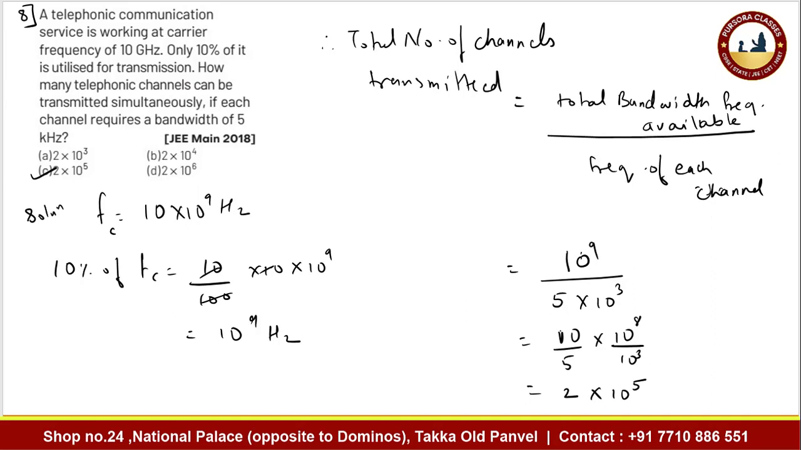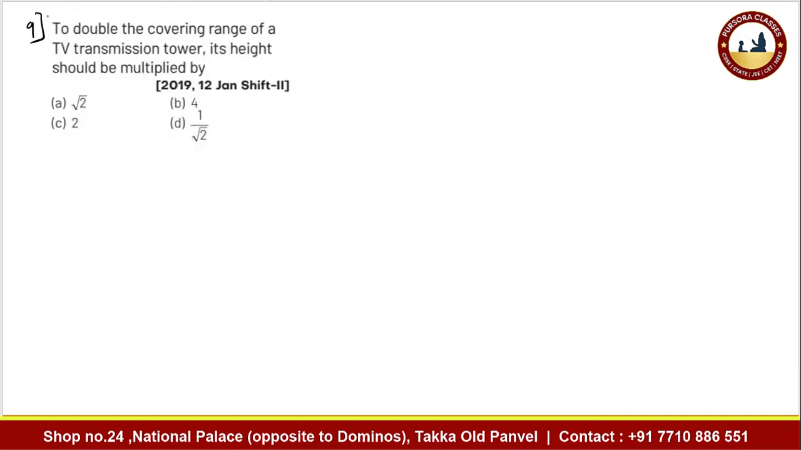I hope you have understood, students. Okay students, in the next question we'll see: to double the covering range of the TV transmission tower, its height should be multiplied by.